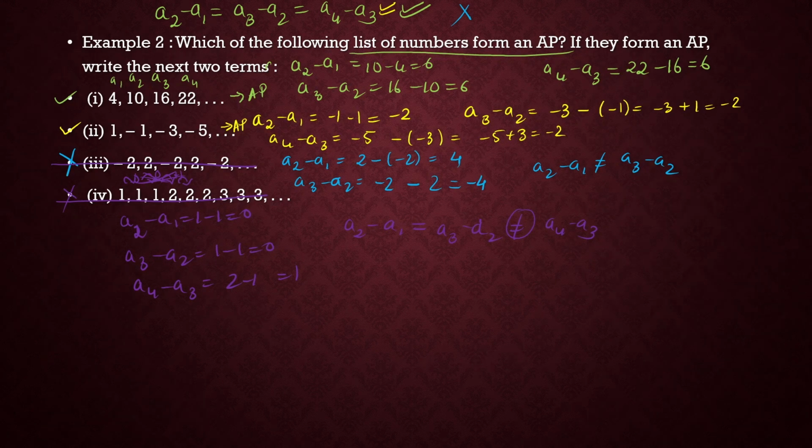So what was the common difference here? For the first one, the common difference was equal to 6. So 22 plus 6 is 28 and 28 plus 6 is 34. So these are your next two terms. In the second one, the common difference d was equal to minus 2. So minus 5 minus 2 is minus 7. Minus 7 minus 2 is minus 9. So these are the next two terms.